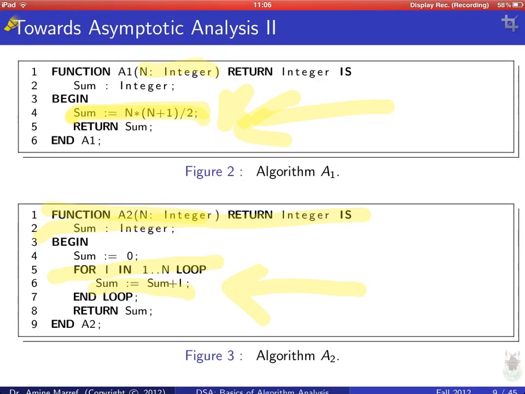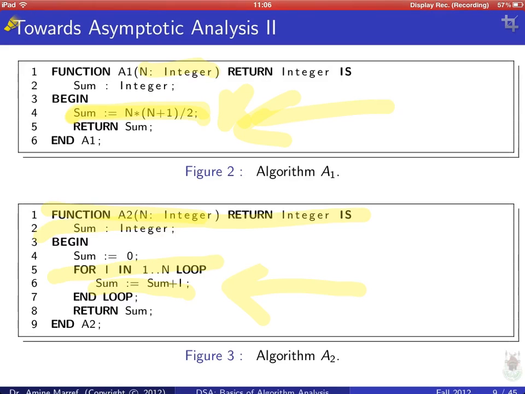So if we try to plot this, algorithm A1 is going to be this. This is the number of steps, which is T of A1 or T of A2, and this is the input size, which is n.